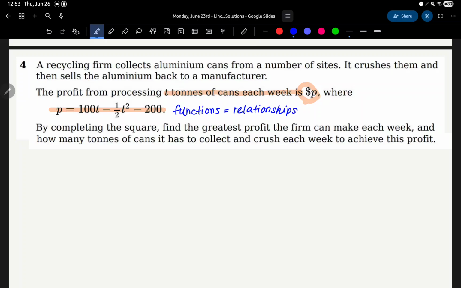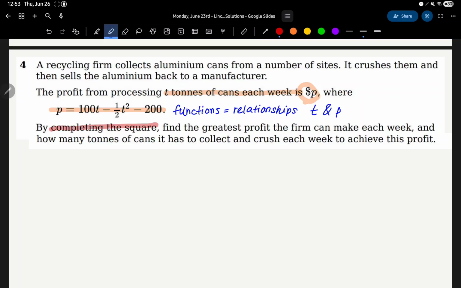Yes. So it's a relationship between two variables. What are the two variables here? Instead of x and y, it's going to be t and p. So we need to first identify what's going on. And next, we see that it's telling us to complete the square. That's the mathematical method it's looking for us to do.